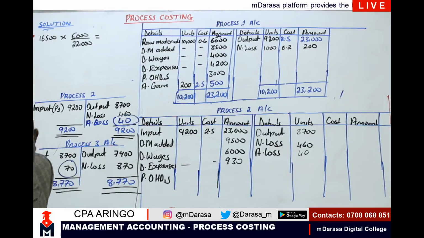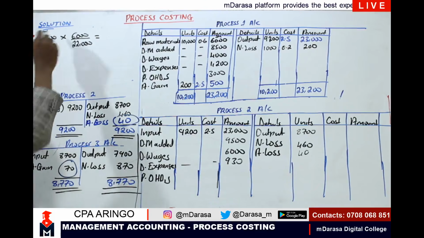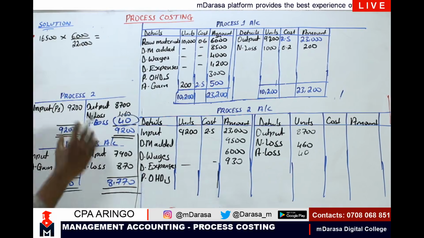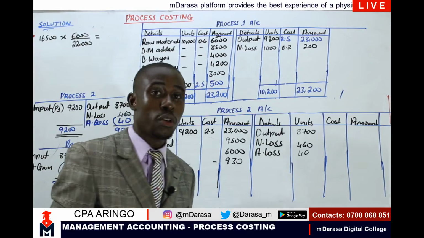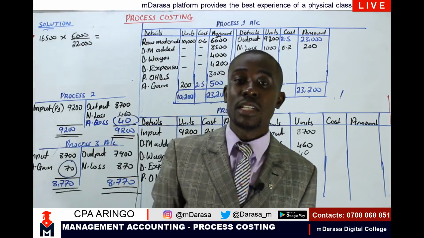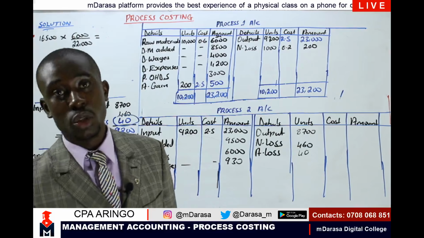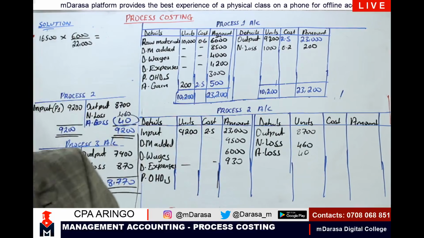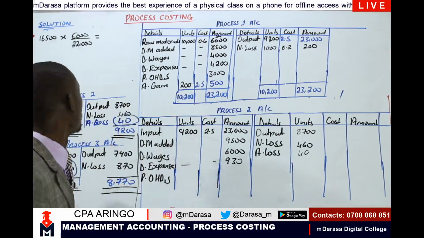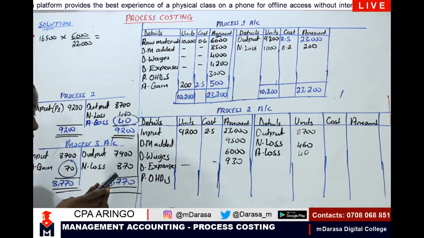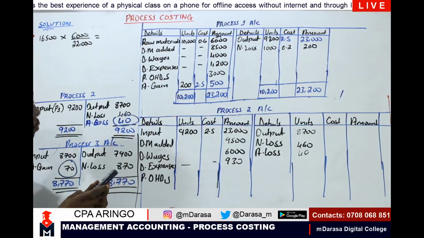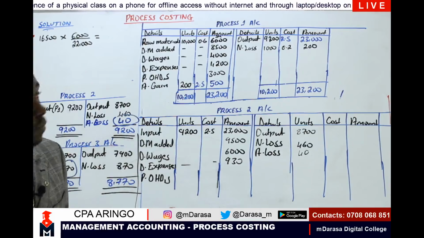This is what you're talking about. 16,500, the total overheads. We get the ratio or the proportion of our direct wages for process 2 to our total overheads that we are given there. So in that case I should be talking of 6,000 divided by 22,000, multiplied by 16,500. That should give us 4,500.